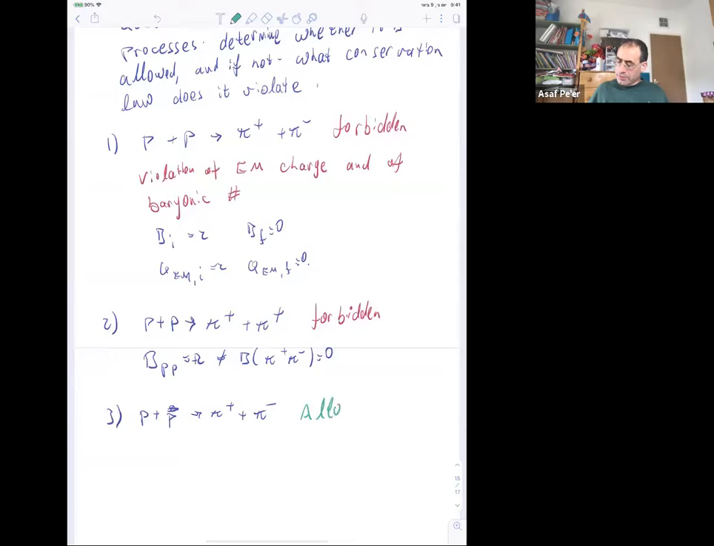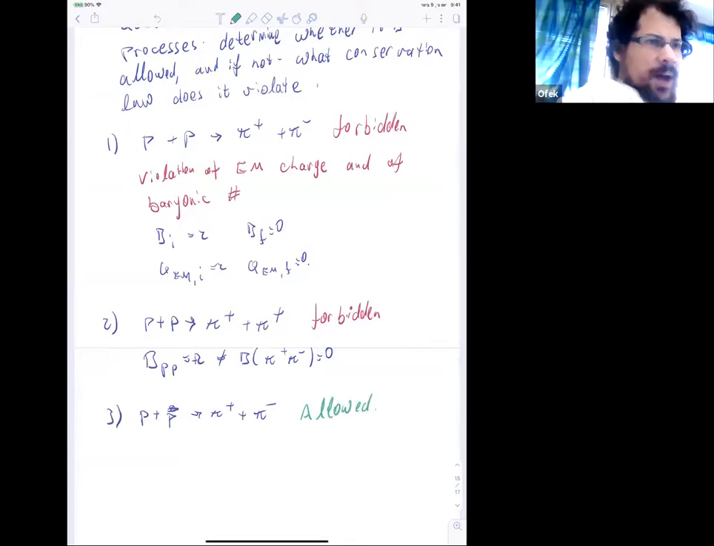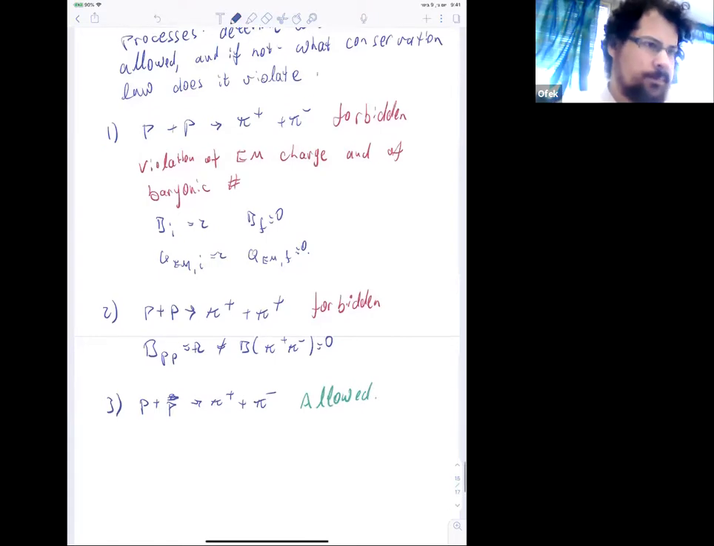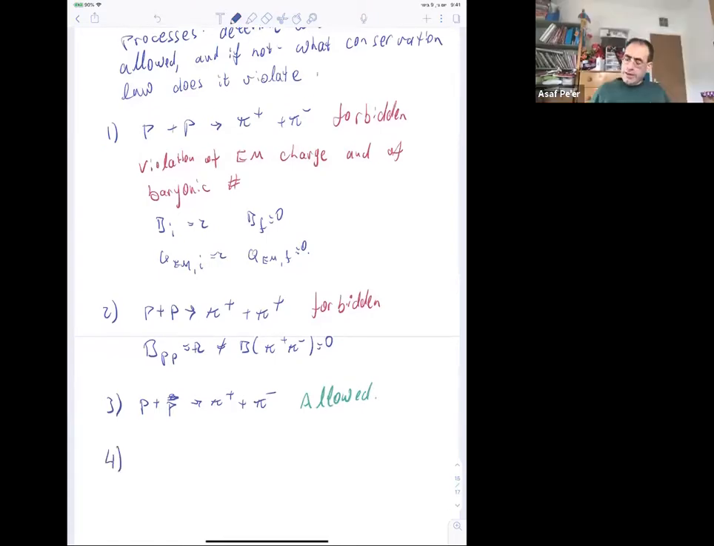So this is of course allowed. For this to happen, we needed to have some quarks and anti-quarks annihilate each other. Yeah, that can happen. There's no problem. What about the following? What about the proton decay into a neutron plus a positron plus an electron neutrino. Is this allowed or not allowed?